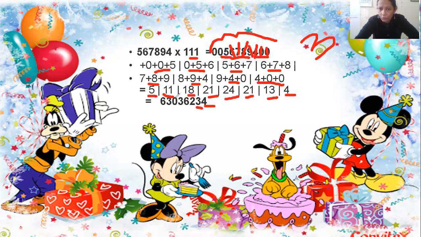So what will you do with this 2? 2 here you got, so 11 plus 2 is equals to 13. So 3 you will write down here and carry forward 1. Now carry forward 1 you will add with this 5. 5 plus 1 is equals to 6. So like this you will get your final answer, 6303624. So now this is your final answer.